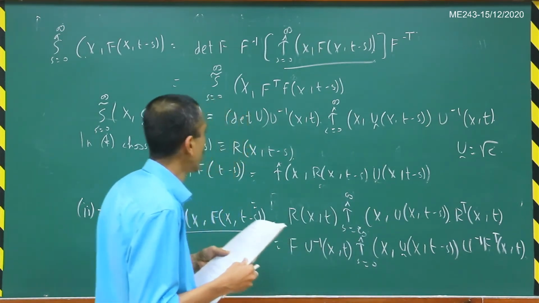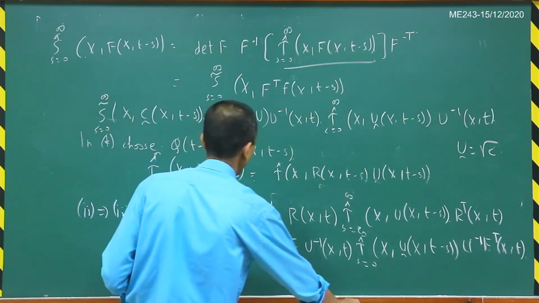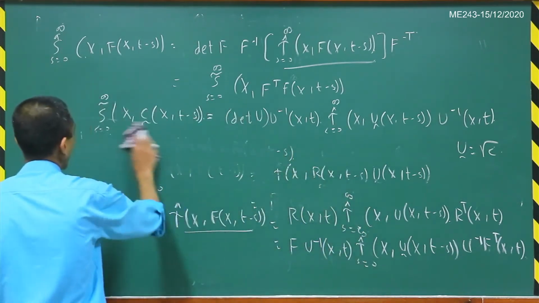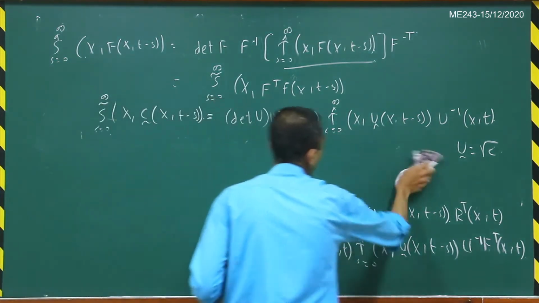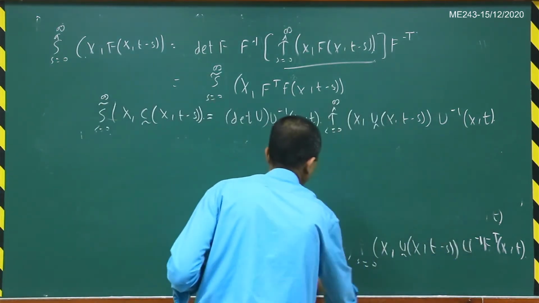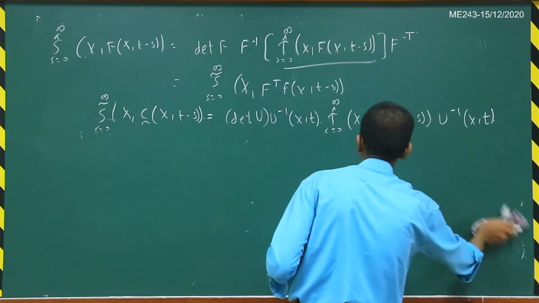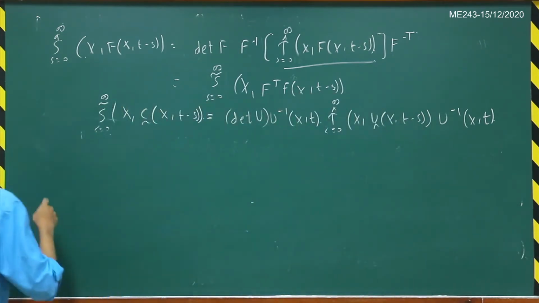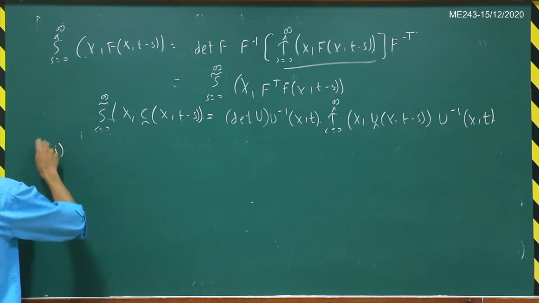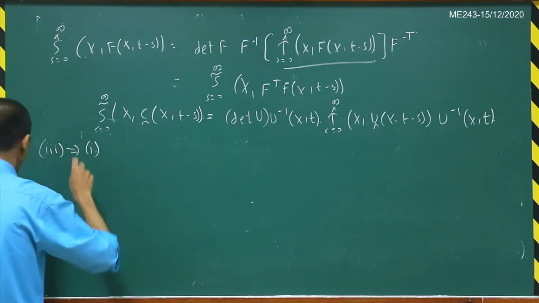Finally, we need to show that 3 implies 1. So what I just showed is 2 implies 3. Now, let us show 3 implies 1. So we'll start with this second expression. Now 3 implies 1, so that is what I want to show.